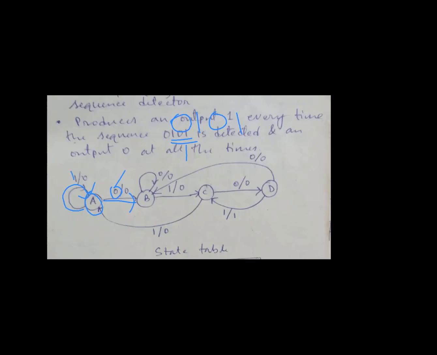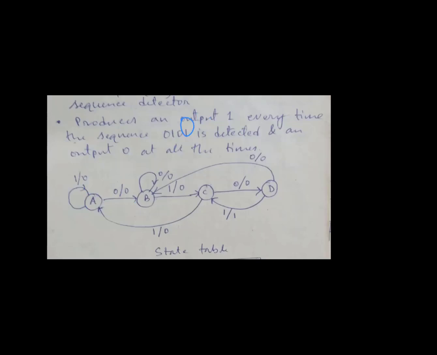Why for 1 self loop? Because initially 1 is not desired, we desire 0. So initially when the first input is 1, we simply wait over A until we get a 0. That's why for 1 we have made a loop for A. And since for first input 1 it is not the sequence, obviously output is 0. Similar, okay?